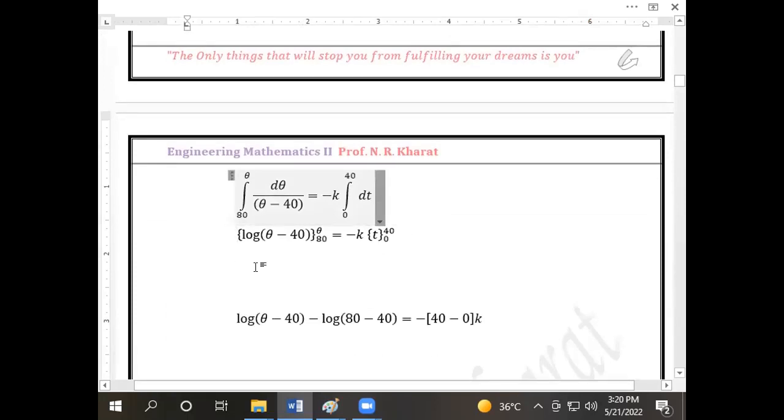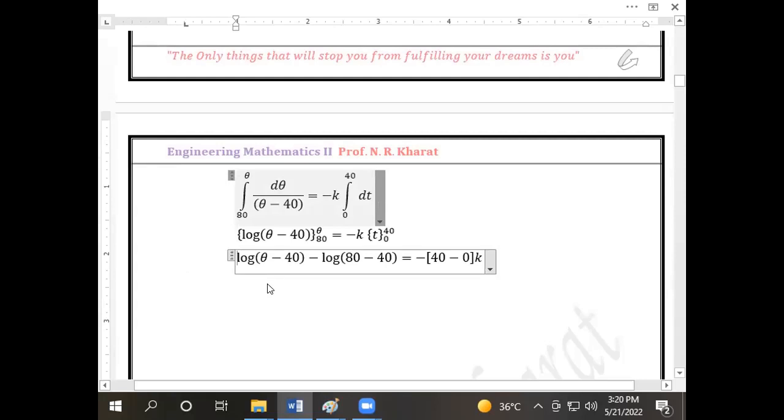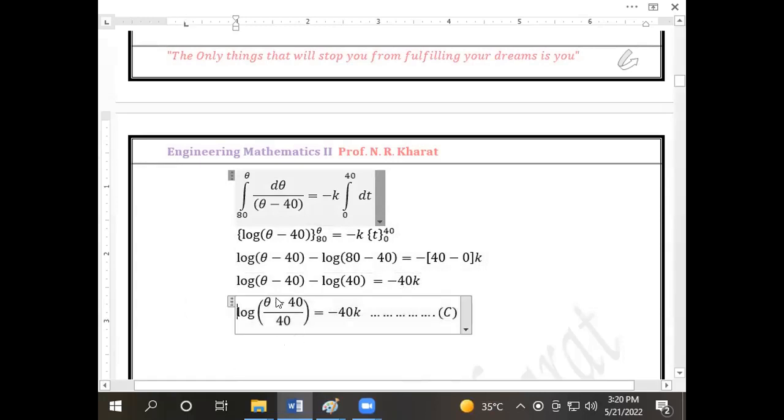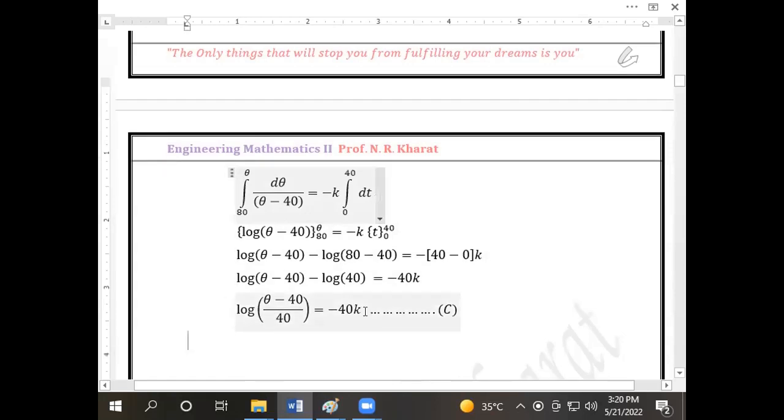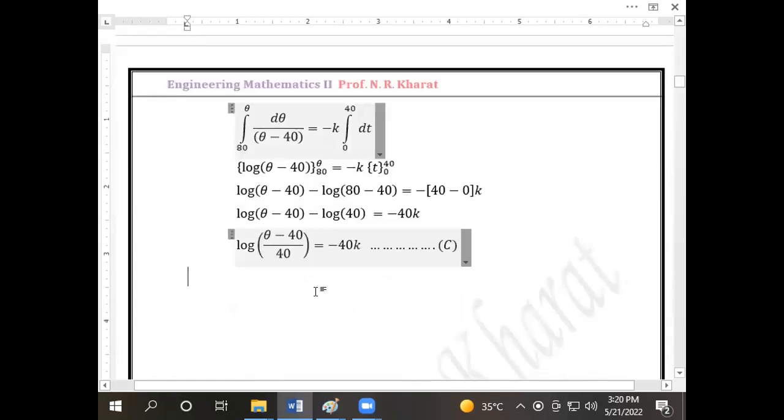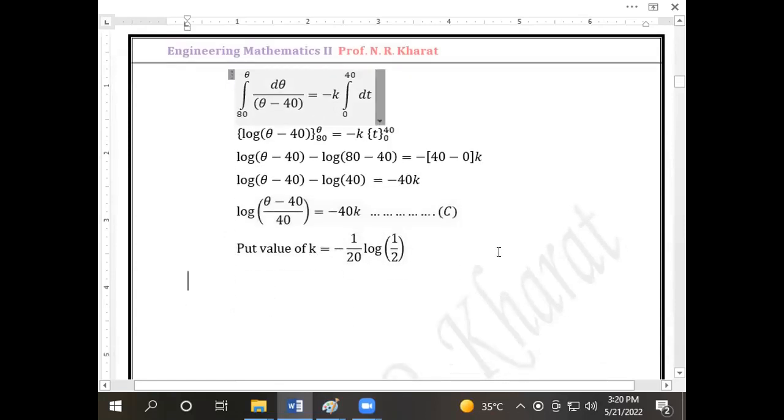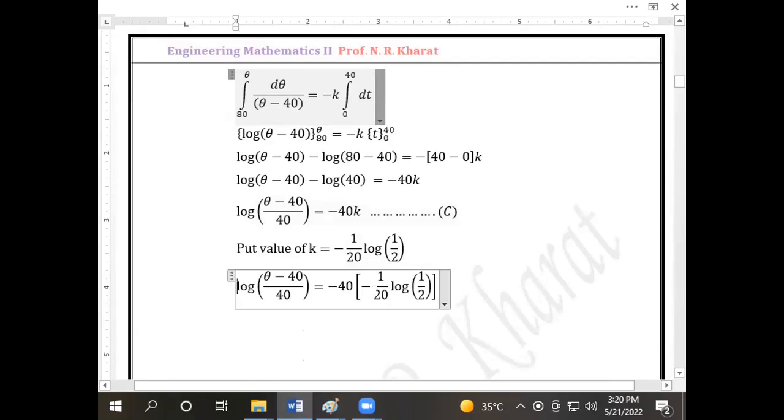Replacing the upper and lower limits, we got log of theta minus 40 minus log of (80 minus 40) is equal to minus k times (40 minus 0). Again, the subtraction is 40. The rule of log a minus log b is equal to log a upon b gives this. And we know that the value of k is equal to 1 upon 20 log of 1 by 2.